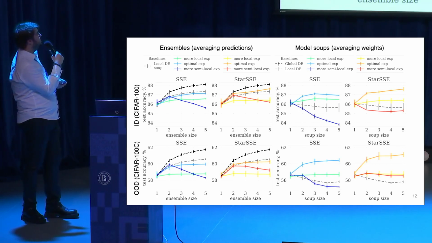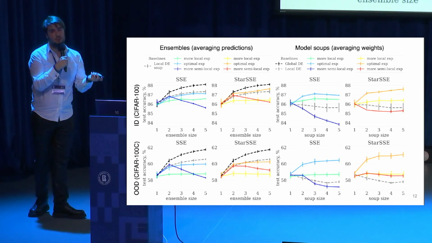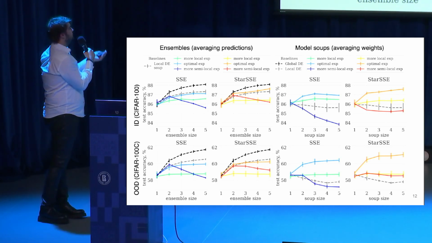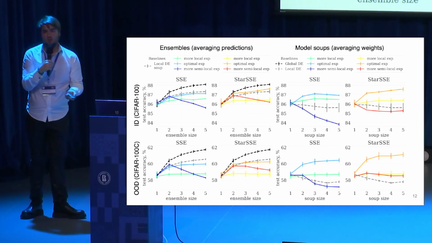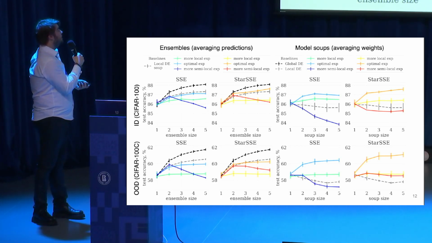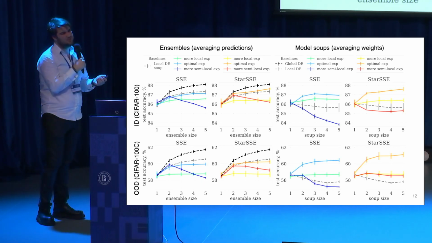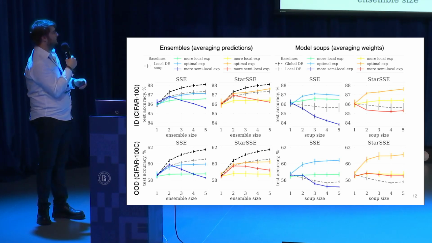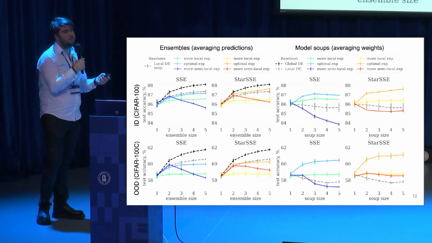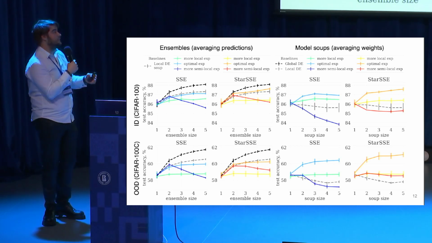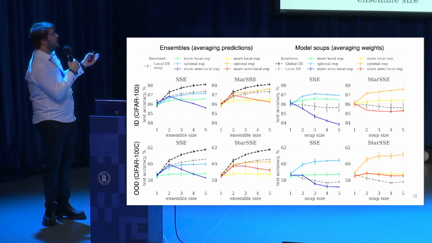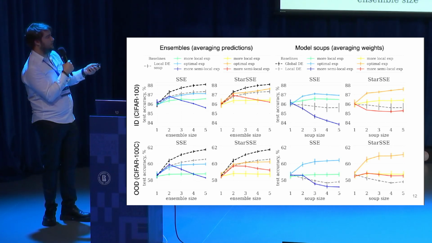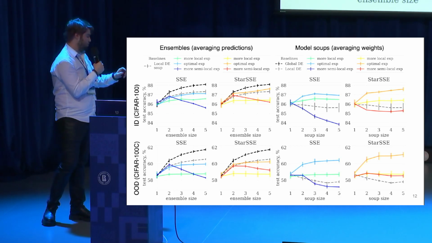So when we're talking about in-distribution accuracy of the ensembles, we can see that star SSE, the optimal star SSE experiment, outperforms both SSE and the local deep ensemble, which is actually what we wanted to do originally. When we consider the out-of-distribution, the results are not as good, because we can see that the quality is lower than for the local deep ensemble. However, when we consider weight averaging instead of prediction averaging, which is a model soup, we can see that the optimal star SSE experiment performs well on both in-distribution and out-of-distribution data.